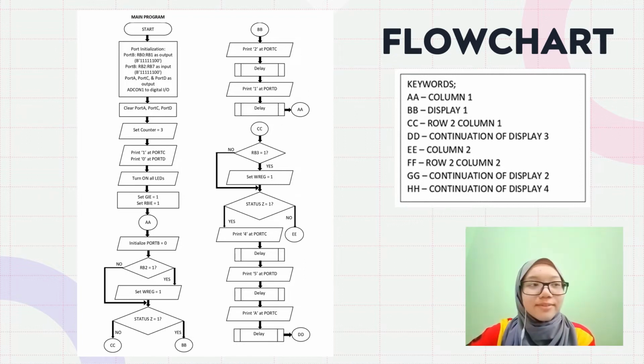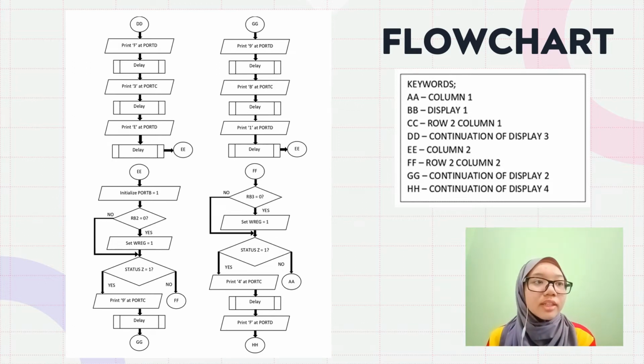Next, we continue the previous process. We print F at port D and have a delay routine, print 3 at port C and have a delay routine, print E at port D and have a delay routine, and go to column 2.